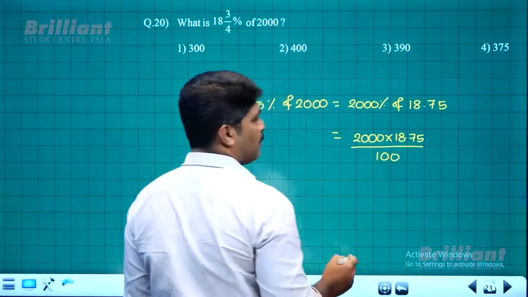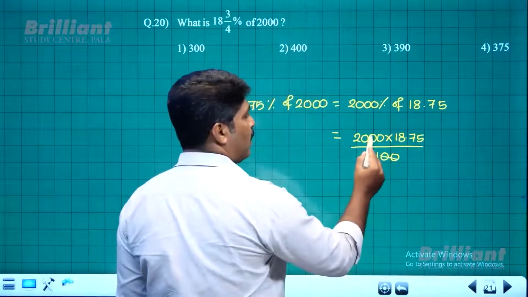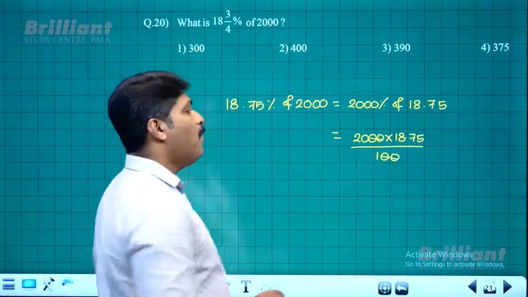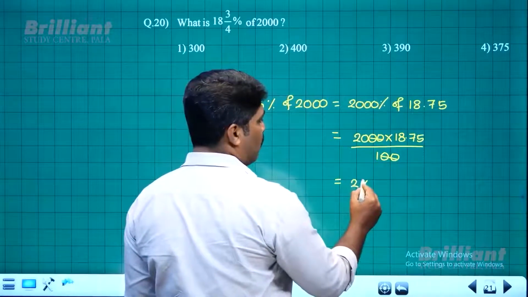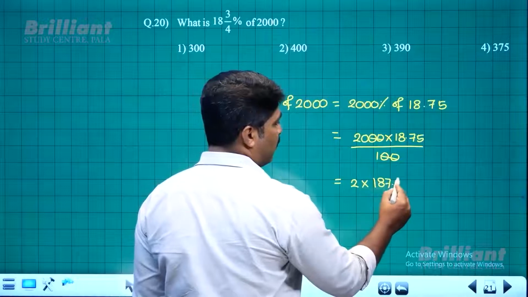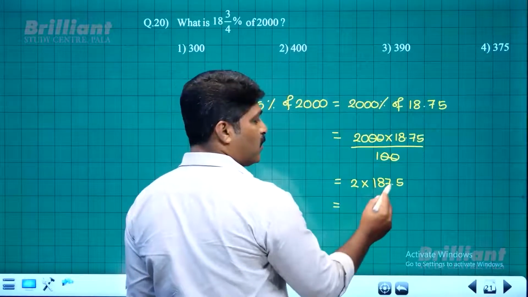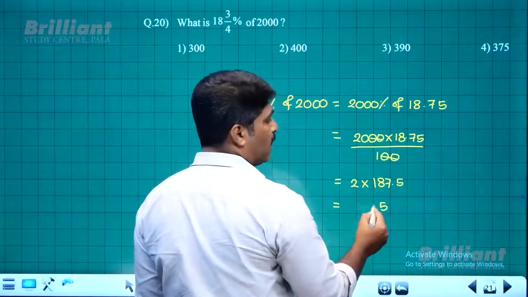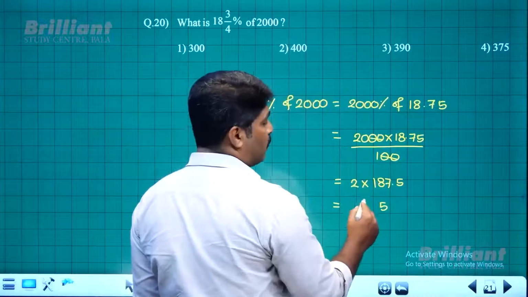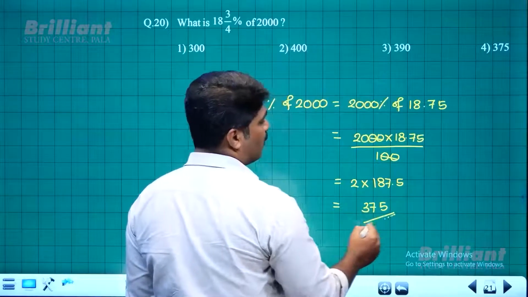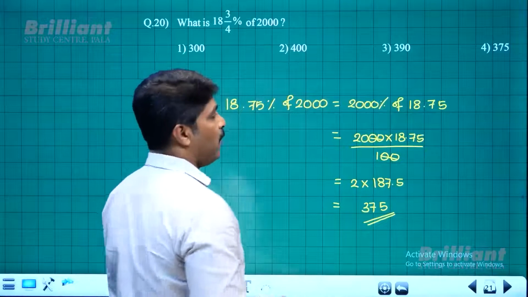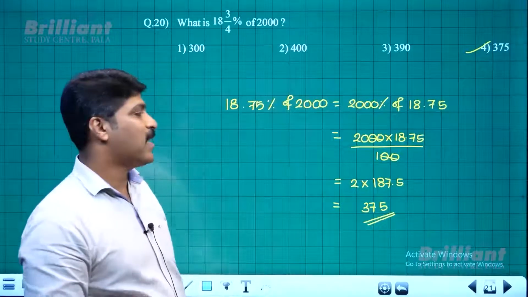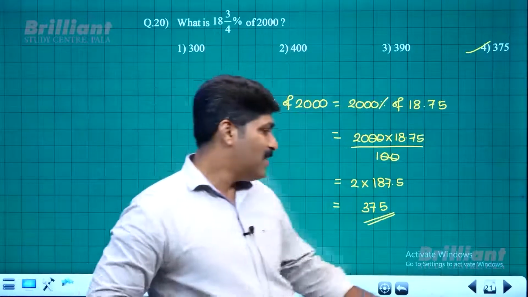That's the usual operation. So what will it become? 100 we can cancel. This is 20 times 18.75, or that is 2 times 187.5. So what will it become? 2 times 5 is equal to 10. 2 times 7, 14, plus 1, 15. 2 times 8, 16, plus 1, 17 ... so this is equal to 375. And the answer is option 4. So that's a mere percentage-wise calculation. Through that calculation, you can easily catch it.